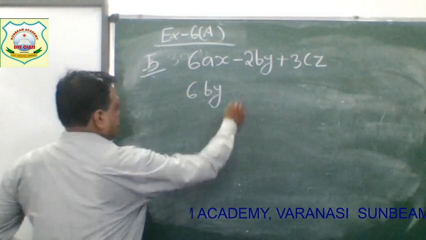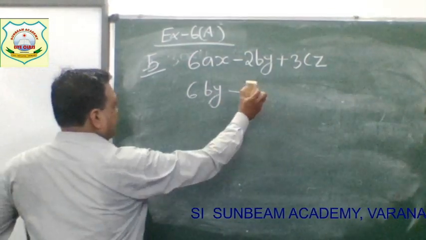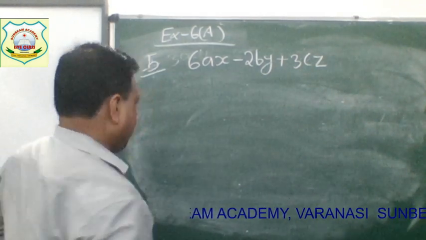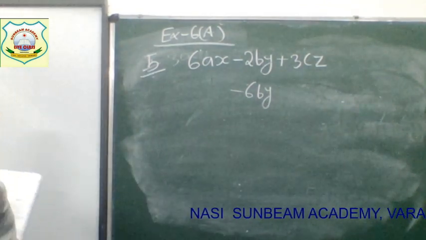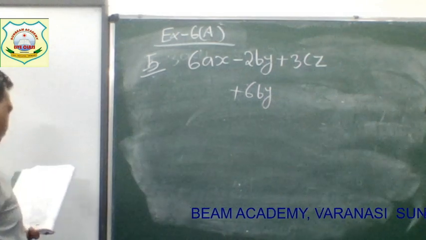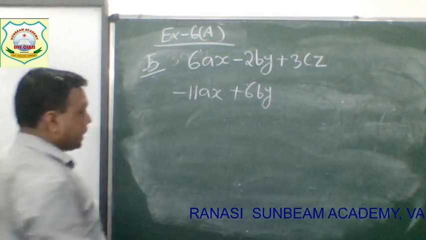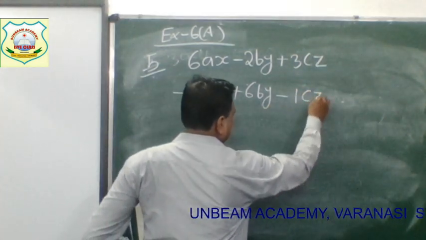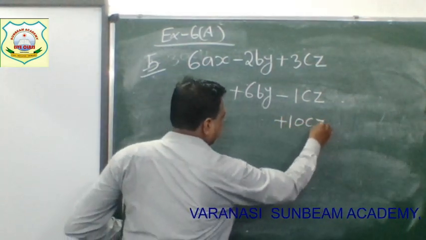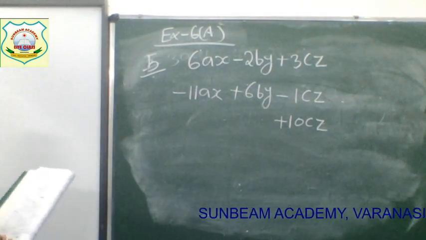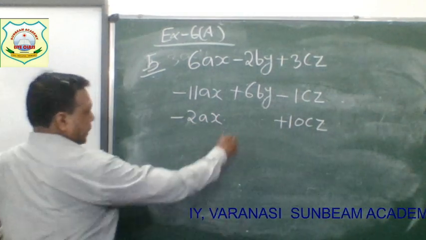6by minus 11ax. Here students, you will see by should be on the side of by. So minus 6by. Okay students, not minus, it is given plus 6by minus 11ax. Next, minus cz means minus 1cz. Plus 10cz, plus 3cz, minus 2ax, then minus 3by.